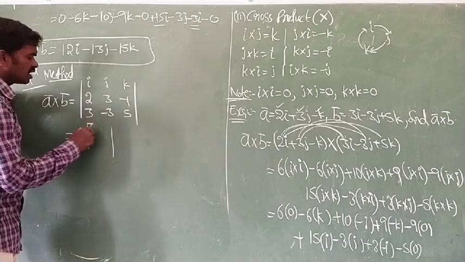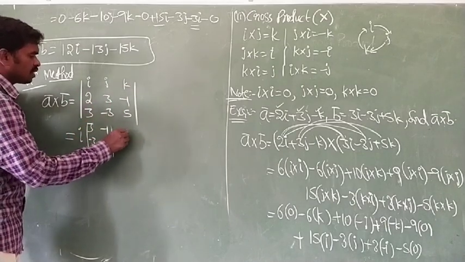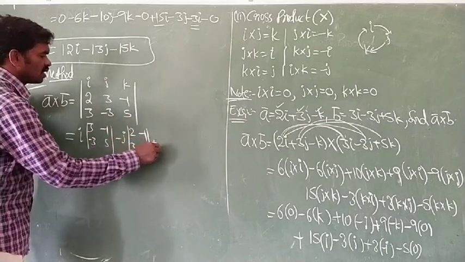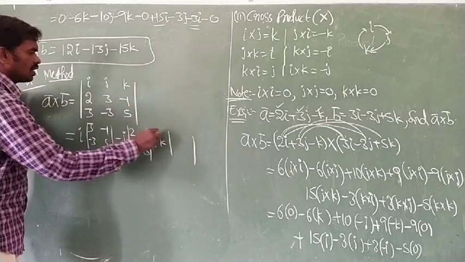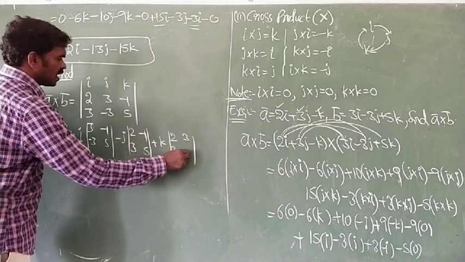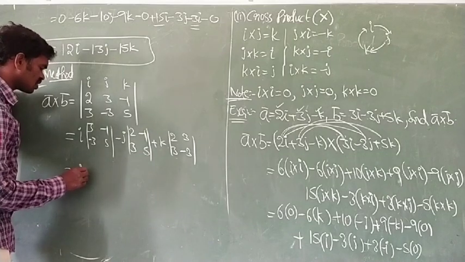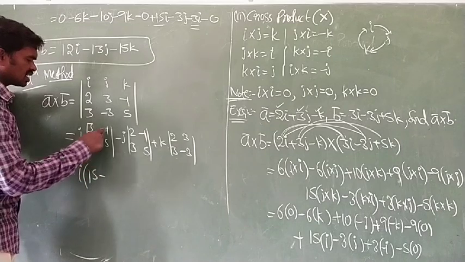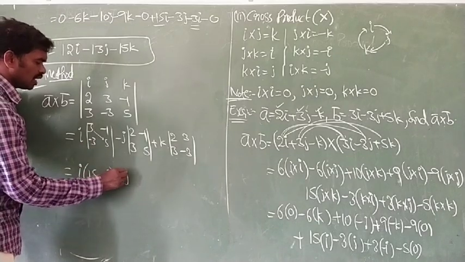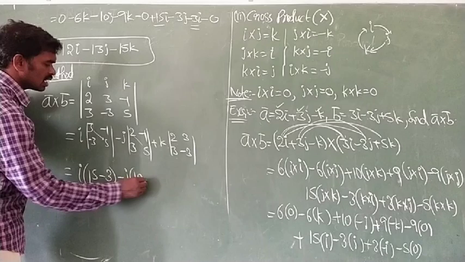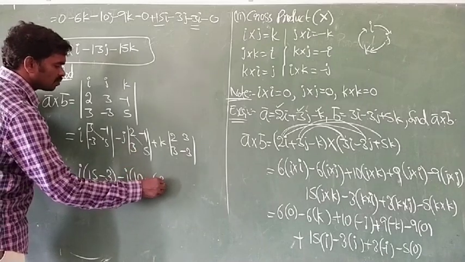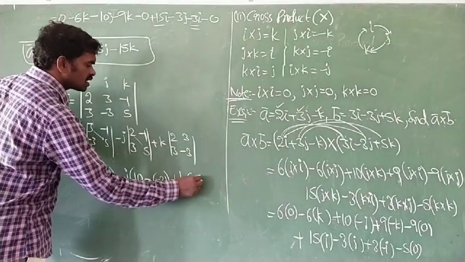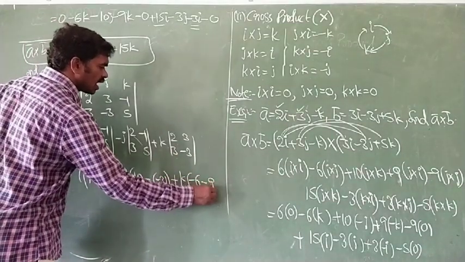With i coefficient we get the determinant of 3, minus 1, minus 3, 5. Next minus j into the determinant of 2, minus 1, 3, 5, plus k into the determinant of 2, 3, 3, minus 3. I will give you homework problems also, of the same type. 3 times 5 is 15, minus 3 into minus 1 is plus 3. Minus j into 2 times 5 is 10, minus 3 into minus 1 is plus 3. Plus k into 2 into minus 3 is minus 6, minus 3 into 3 is 9.